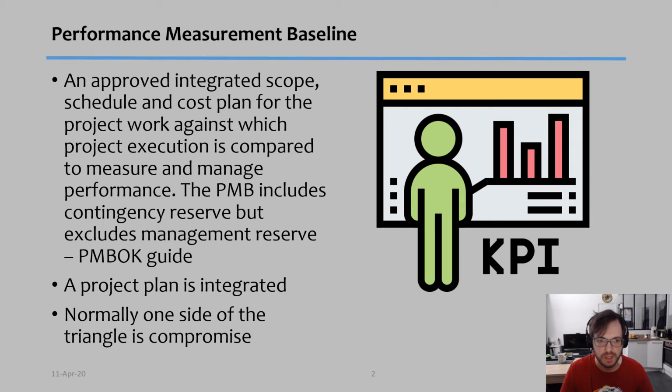So this PMB or performance measurement baseline includes contingency reserve but excludes management reserve, and I'm going to talk a bit about that later on. So what we have here basically is the original plan to which we're going to compare ourselves. Now, if we said that we would spend $1,000, for example, for a specific phase, and then we end up spending $2,000, then that means we underperformed compared to our baseline plan.